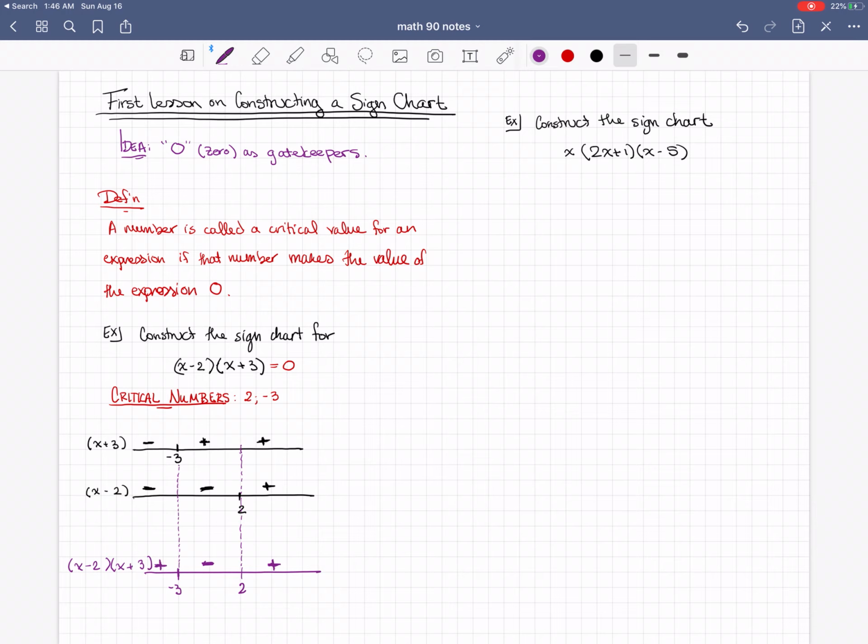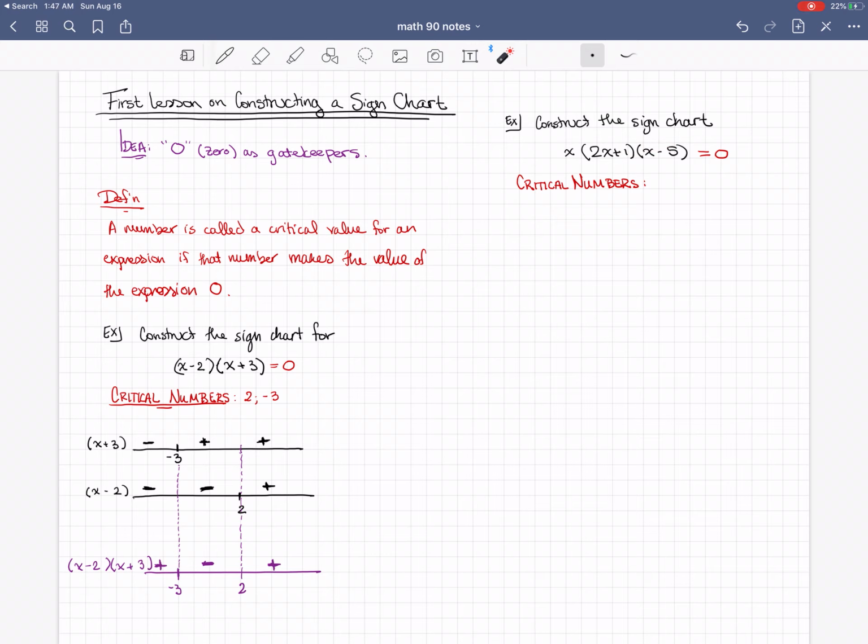Now let's move here. So we're going to construct a sign chart for the expression x times 2x plus 1 times x minus 5. So notice there are 3 factors here. First order of business, what are the critical numbers? So remember, when we're looking for critical numbers, we are setting the expression to 0 and seeing what values of x make it 0. So this is the good old-fashioned zero product property. One by one, we're going to set each factor to 0 and see what we get for x.